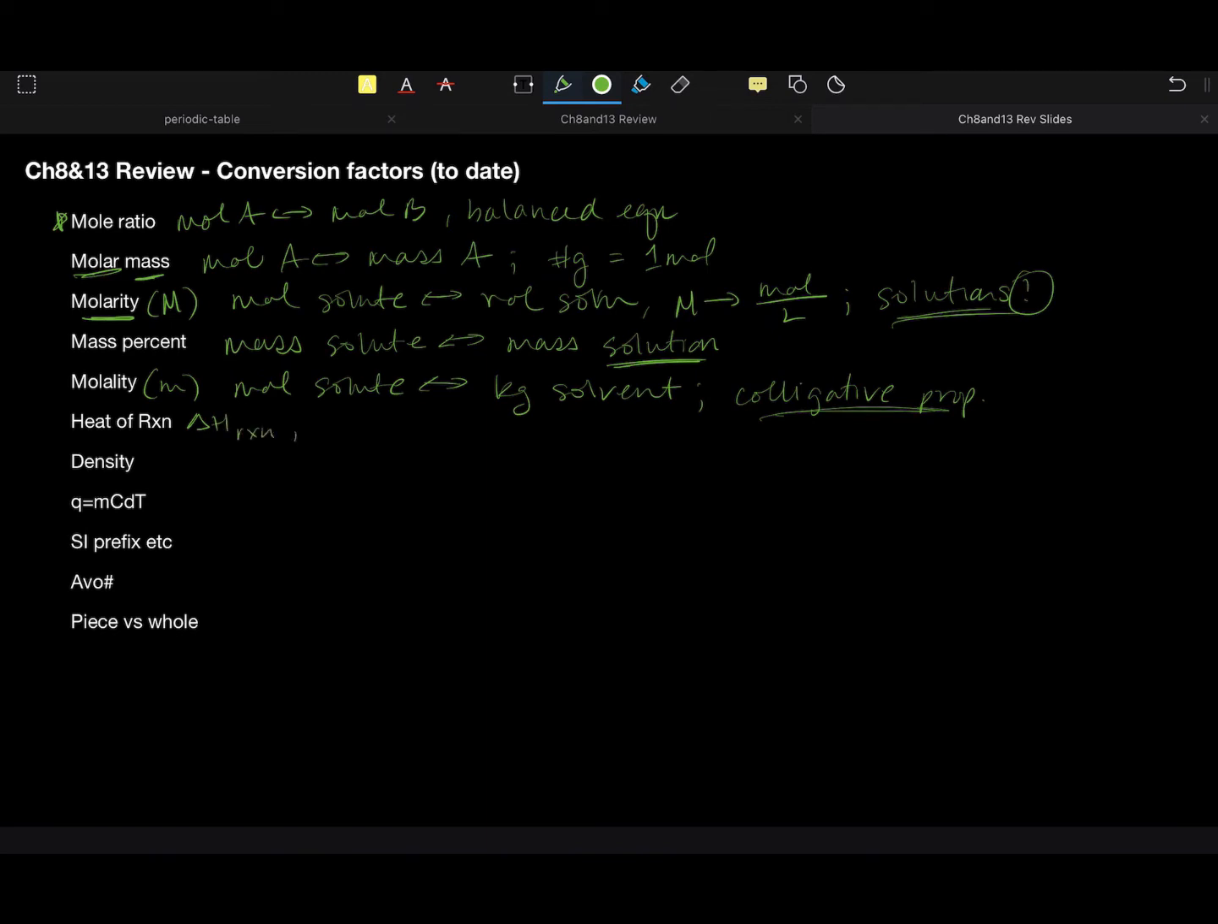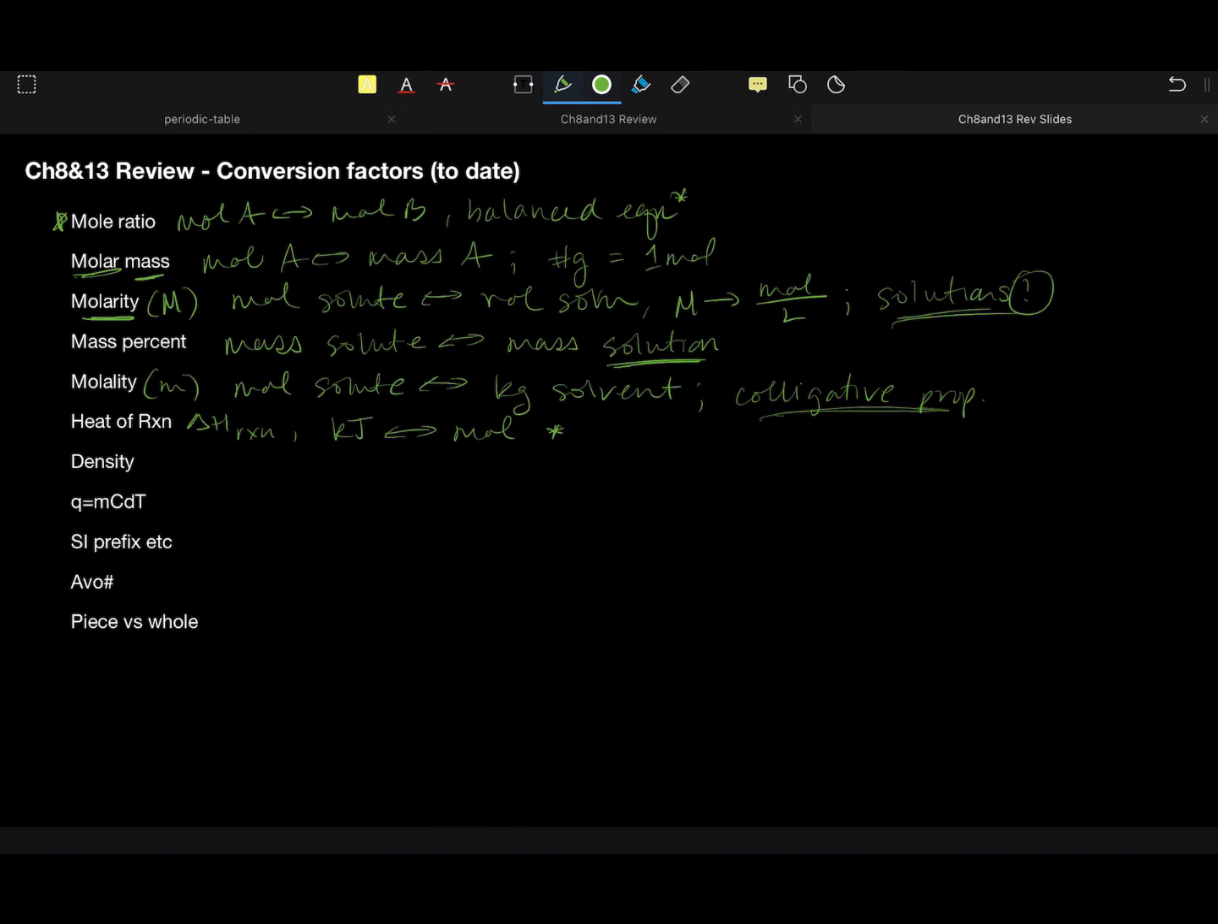All right, next up we have heat of reaction, which is symbolized with a delta H reaction, where this would convert between what? Kilojoules and moles, and this would be for a particular reaction, and it'd be tied to your balanced equation. So that would go together, and we would have to have a balanced equation.